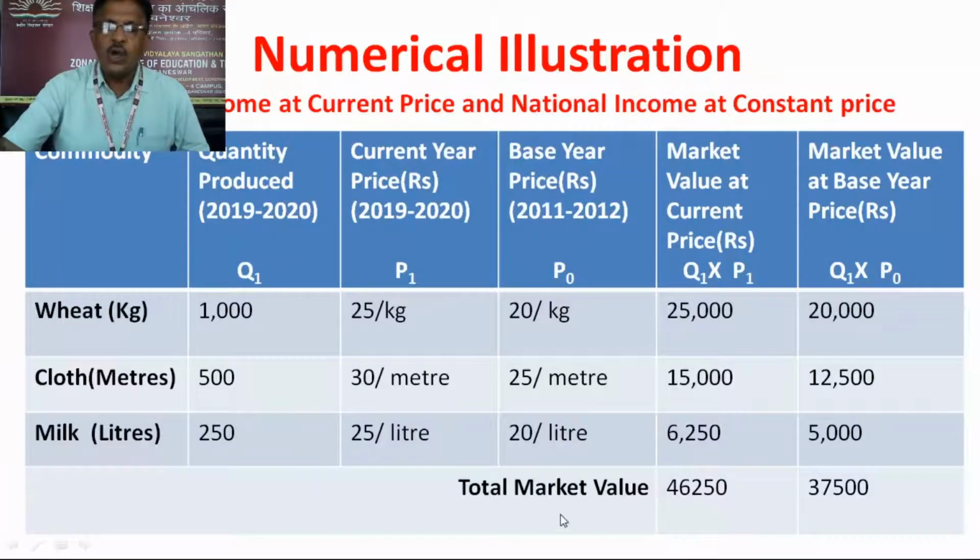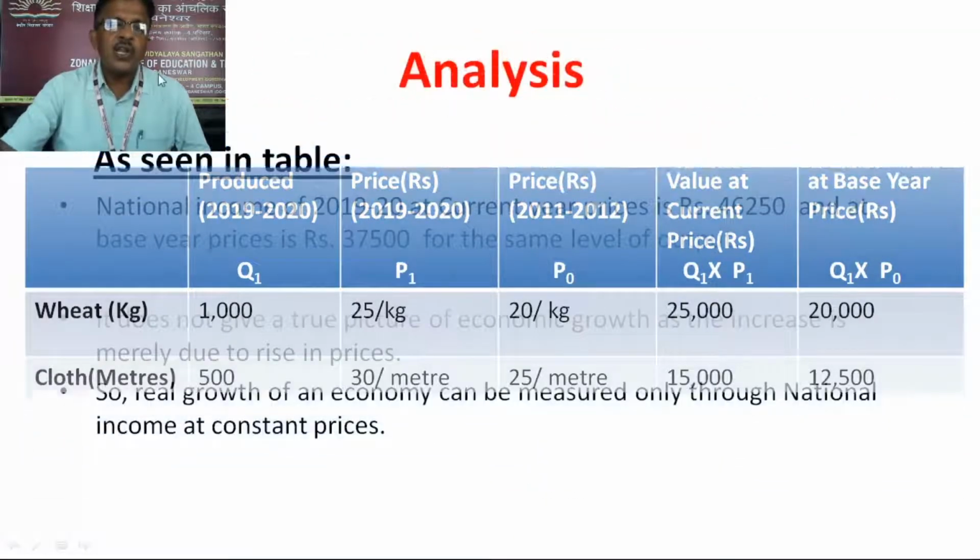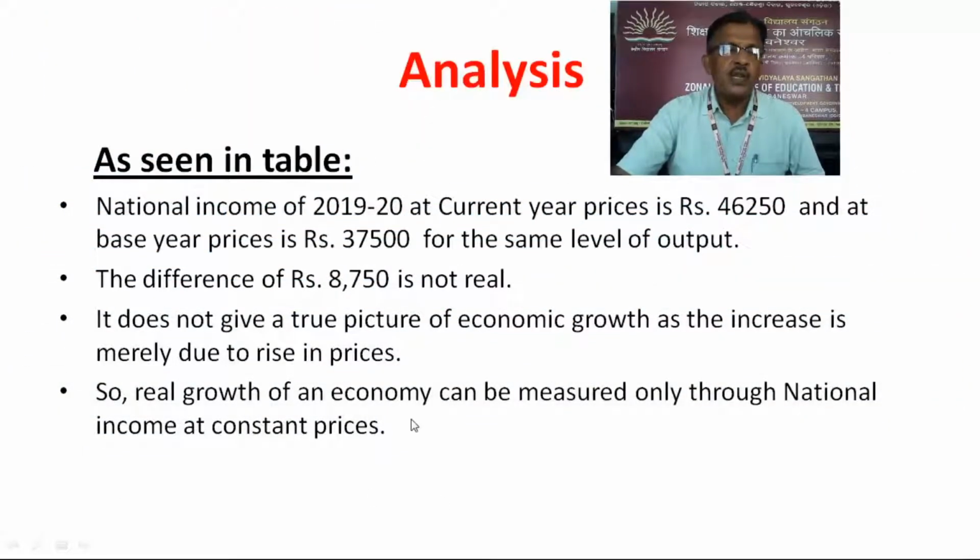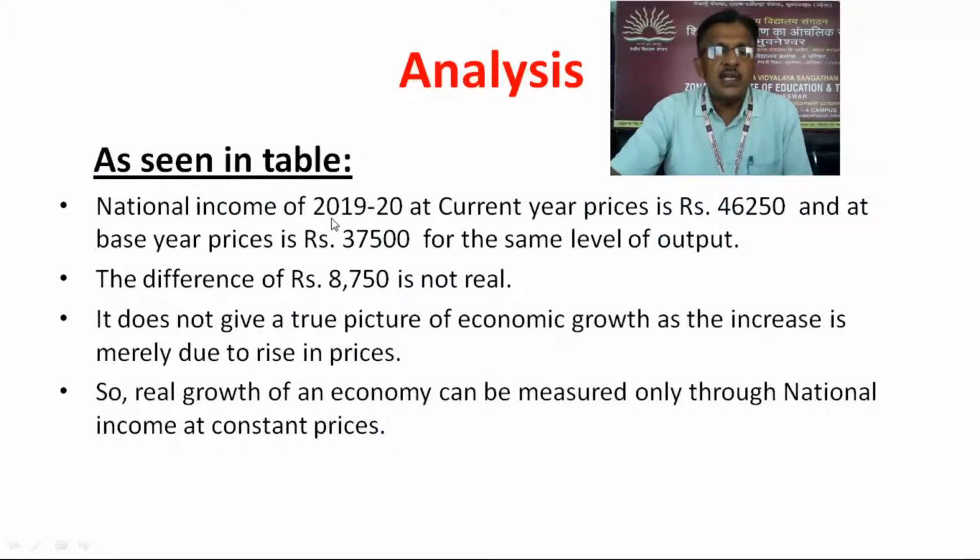So the total market value at current price is 46,250 and the market value at the base year price is 37,500. Now the analysis we can make from the table: national income of 2019-20 at current year price is rupees 46,250 and at the base year price it is 37,500 for the same level of output. This is the important point. The difference is 8,750. That is not real because this is due to the price, not due to the increase in production. It does not give a true picture of the economic growth as the increase is really due to the rise in price.